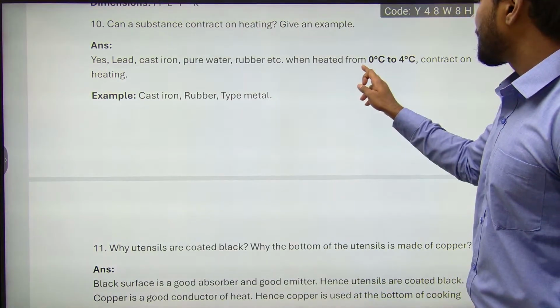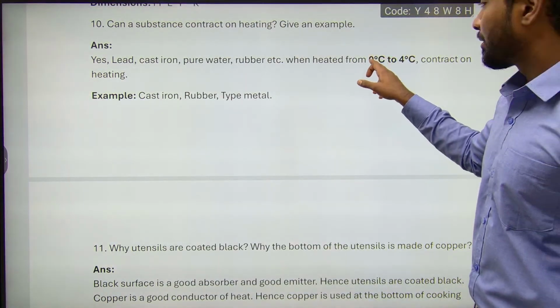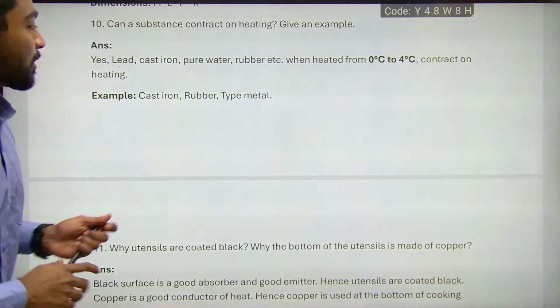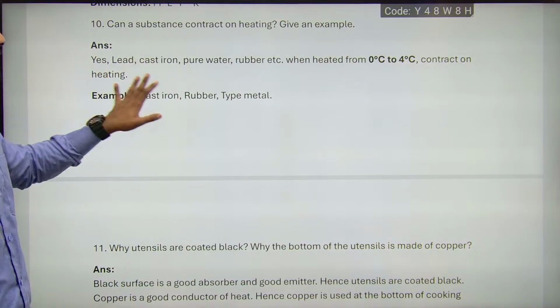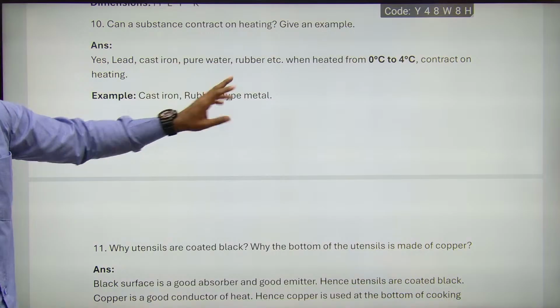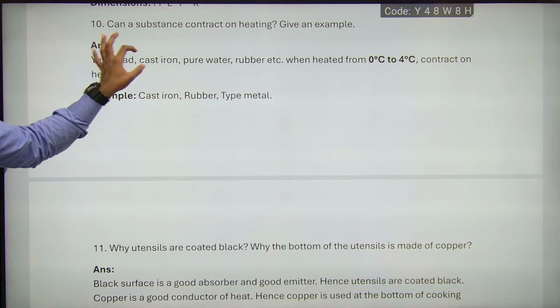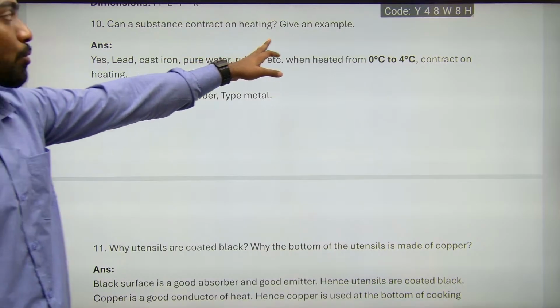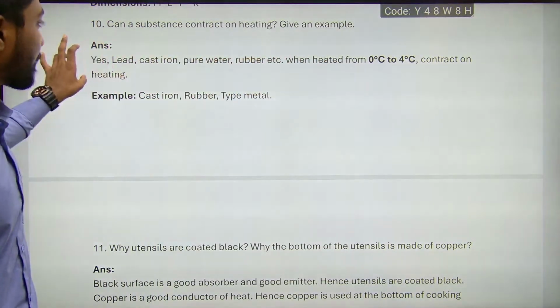So when heated from 0 degree Celsius to 4 degree Celsius, water contracts on heating. So the examples are lead, cast iron, pure water, rubber. You can mention the examples like this. Because they have asked the two questions, there is no need to write more, you can write a single line, it's enough.